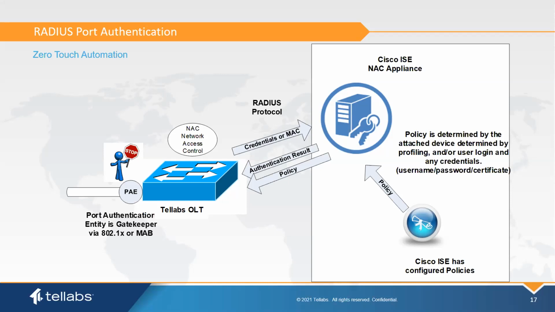And based on any of those criteria that are passed up to the NAC appliance, he can actually make decisions on the policy that's applied. You could, for example, use the user's login, the username and password, to actually decide which policy to apply to that user. So once the policy comes down, the OLT will actually grant access to the port, after applying the policy, and then it'll get access to the network.